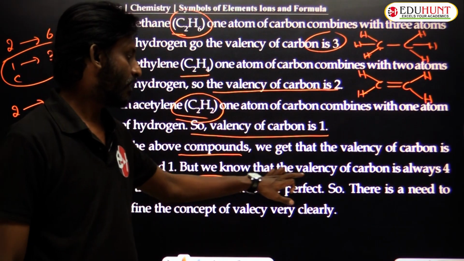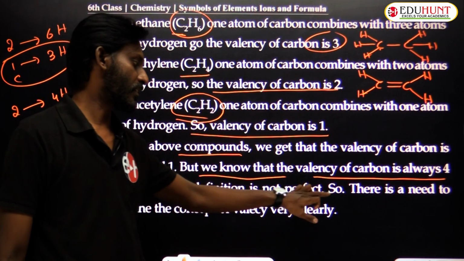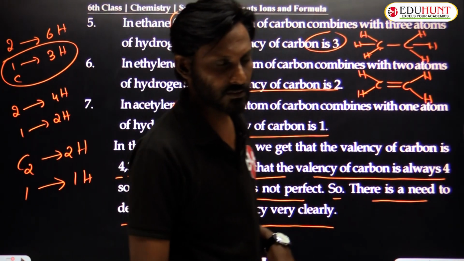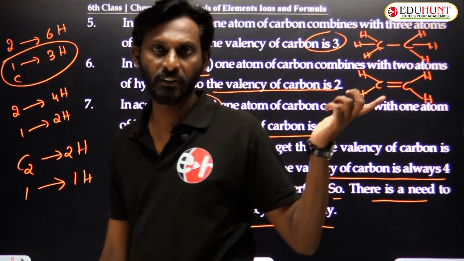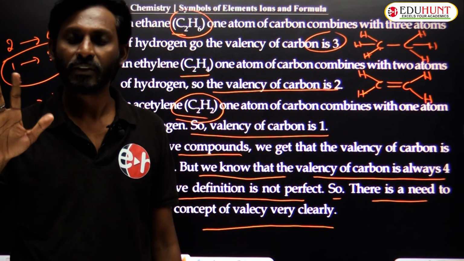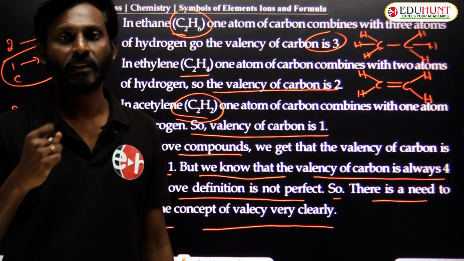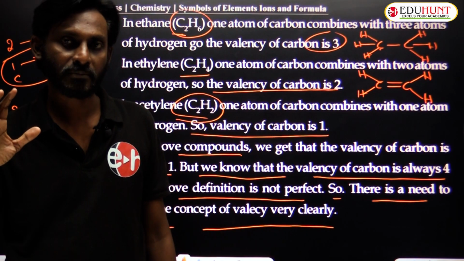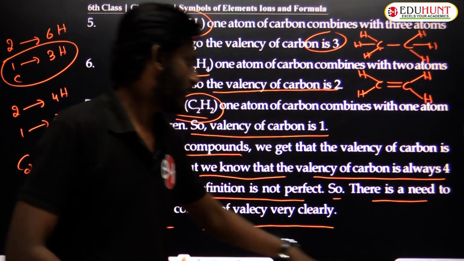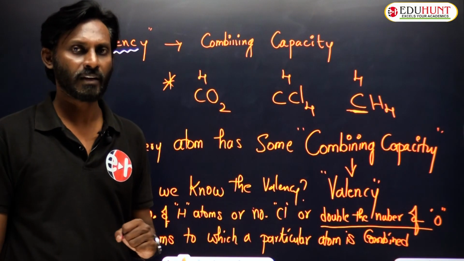But we know that valency of carbon is always 4. So the above definition is not perfect. So there is a need to define the concept of valency very clearly. In the previous concept, what I told you was the number of hydrogen atoms, or the number of chlorine atoms, or double the number of oxygen atoms with which an atom combines is the combining capacity. According to that, in the previous examples, we got combining capacity of carbon is 4, right?